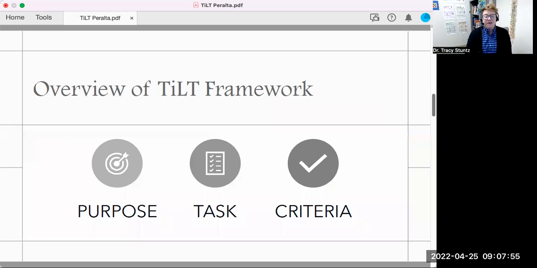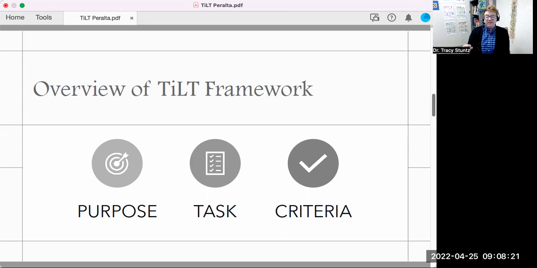So the TILT framework isn't a whole lot. There's only three components to it. The basic underlying idea of the framework is that you're going to explain to your students why you're having them do the assessments that you're having them do. I know, it's revolutionary.